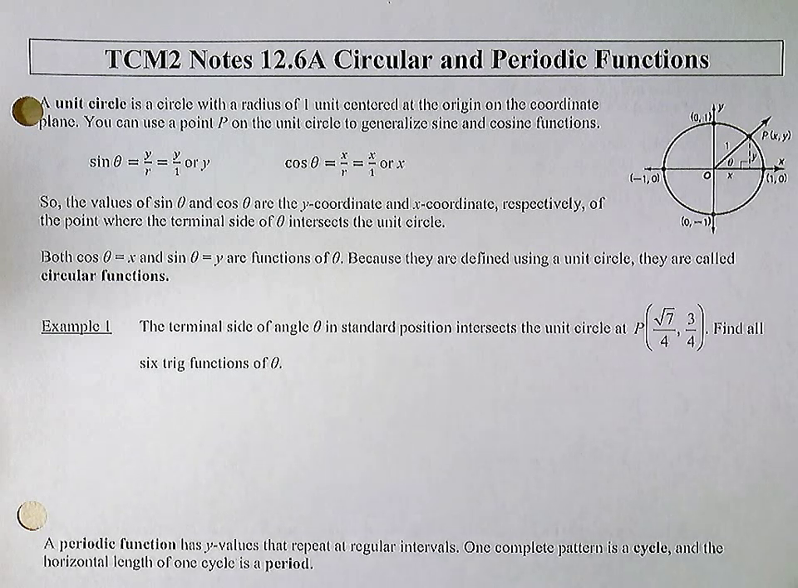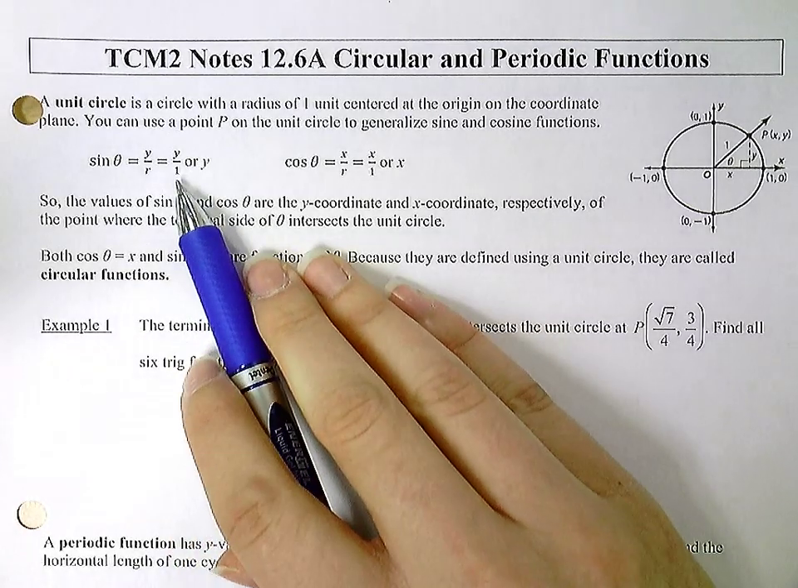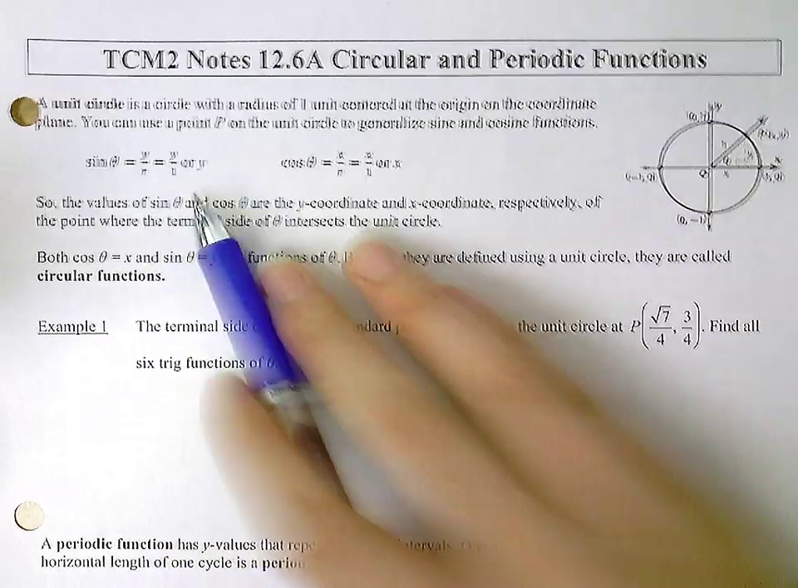So sine of theta is equal to y over r. We did go over that before in one of our previous sections. So since the radius of this unit circle is always going to be 1, sine of theta is just y over 1, or y. Okay?